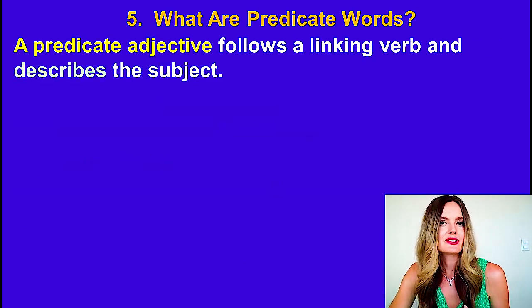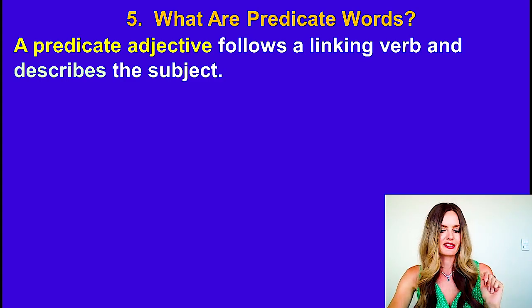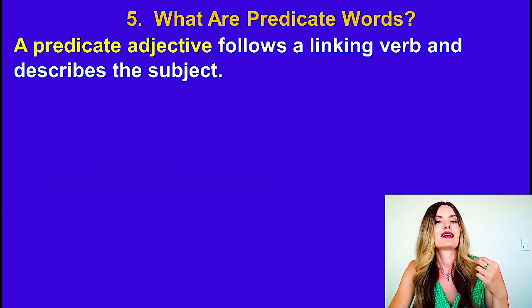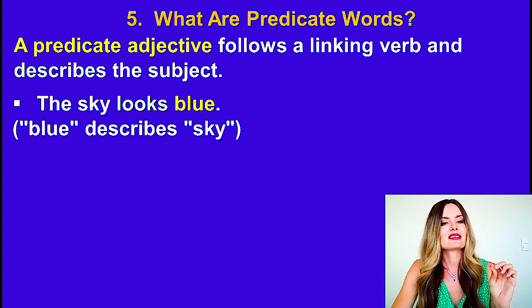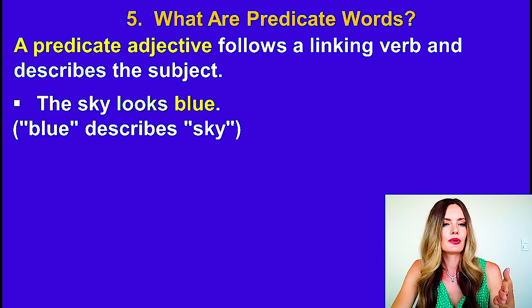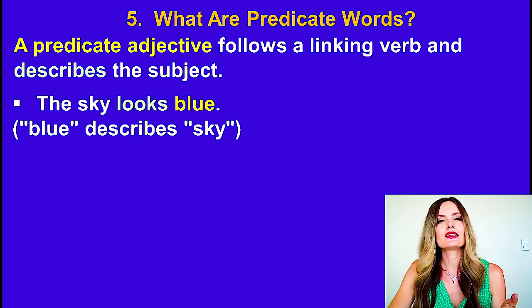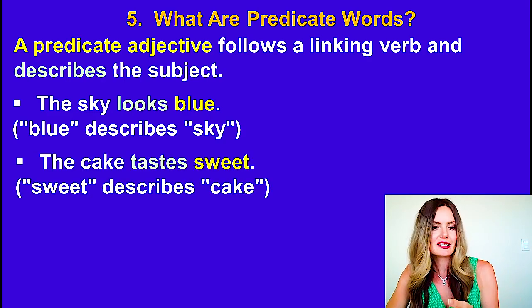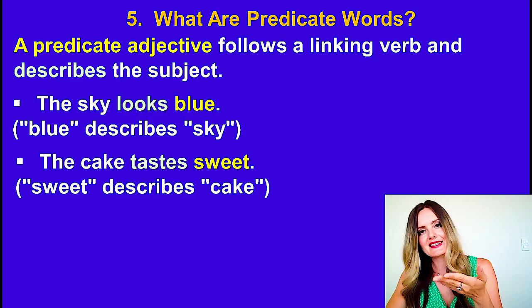A predicate adjective follows a linking verb and describes the subject. So if a predicate noun renames or defines the subject, a predicate adjective describes the subject. For example, the sky looks blue. Blue describes sky. So blue is a predicate adjective, and looks is a linking verb. The cake tastes sweet. Sweet is a predicate adjective. Sweet describes cake, and tastes is a linking verb.